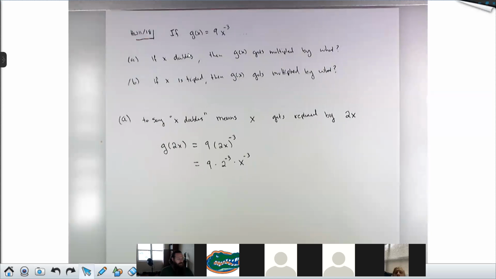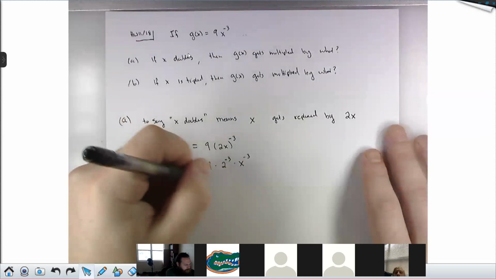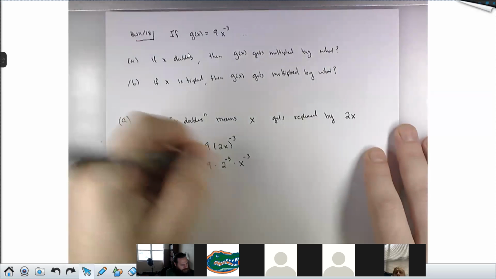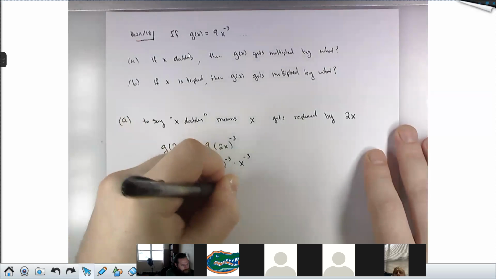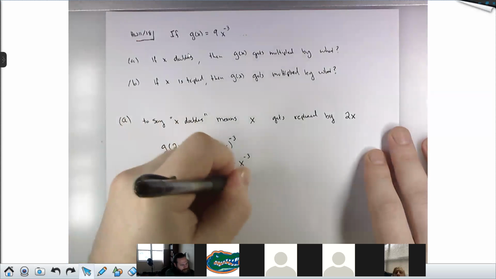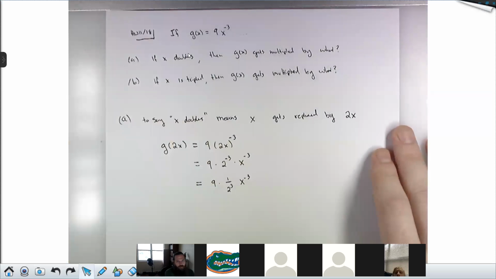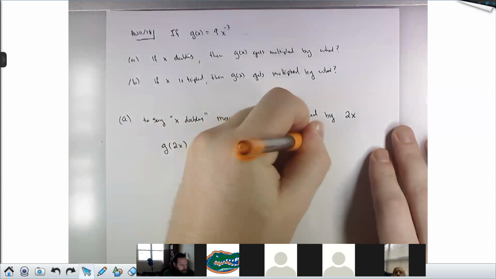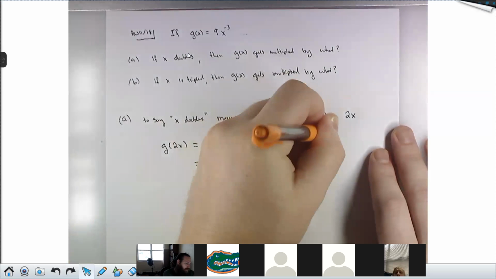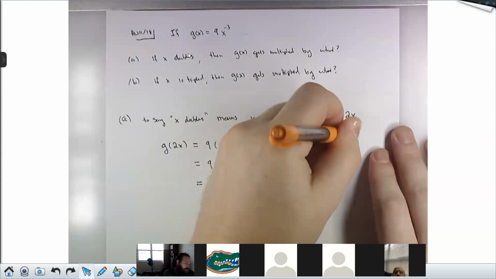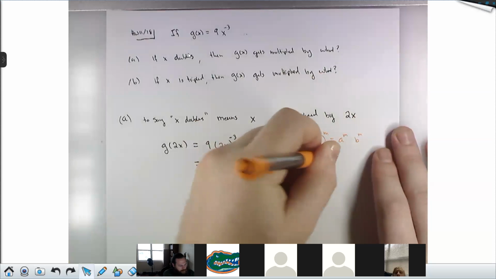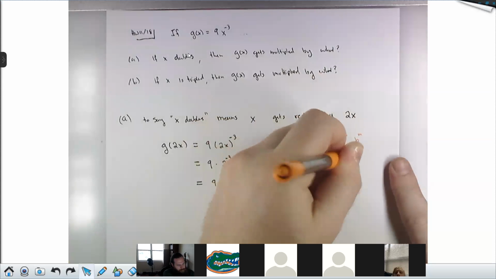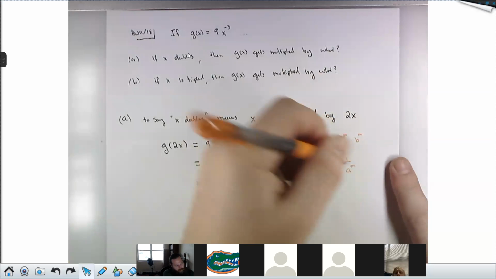And now 2 to the negative 3 is 1/8. And I'll walk you through why that's the case. This is 9 times 1 over 2 to the positive 3 times x to the negative 3. All right, that's how negative powers work. Kind of the rules that we're using here, I'll write them down. A times b to the m, that's a to the m times b to the m. Another one here is that a to the negative m is the same as 1 over a to the positive m.